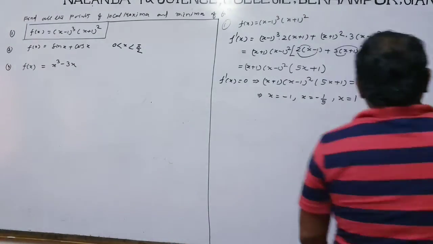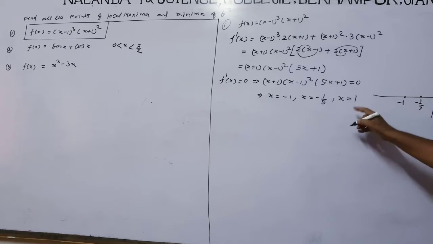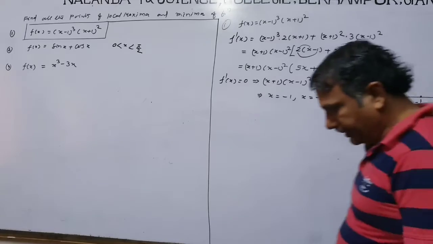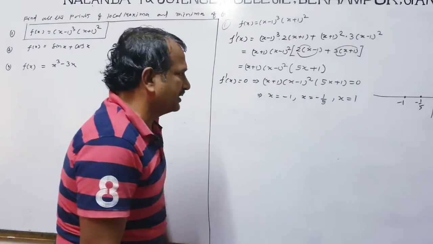One is, suppose this is a line, and let us say this is x equal to -1, this is x equal to -1.5, and this is x equal to 1. Okay? Now there are three critical points.